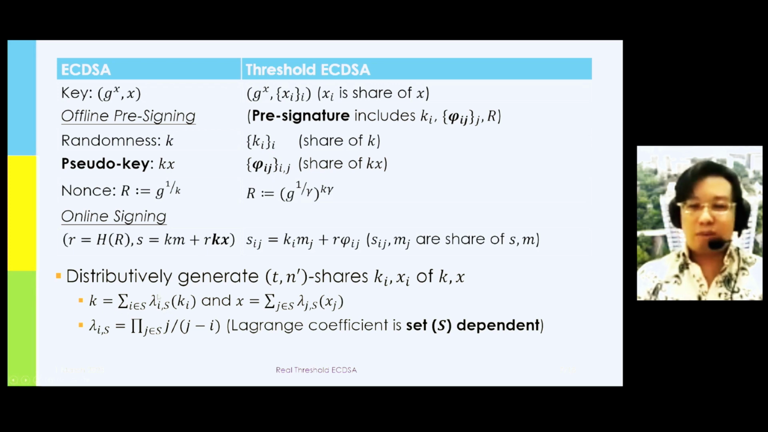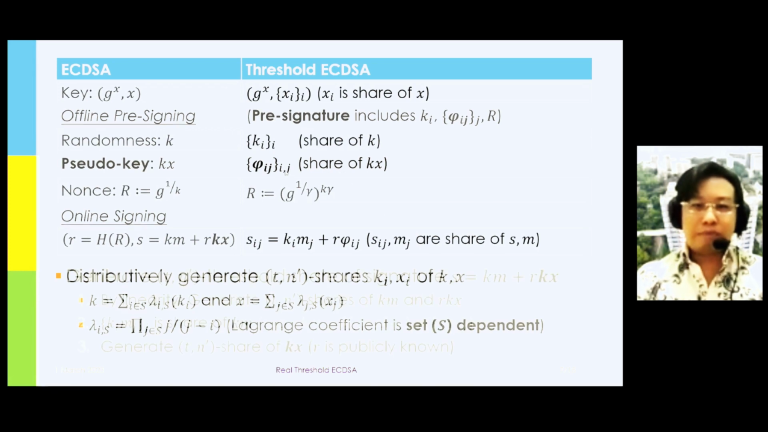And K will be in Shamir secret sharing. So you'll see Lagrange interpolation, Lagrange coefficient here. And also S will be shared in the same manner. So you see the same Lagrange coefficient. Notice that this Lagrange coefficient is actually set dependent. So looking ahead, that is one of the reasons why the signing set will be fixed. So now let us focus on this part.